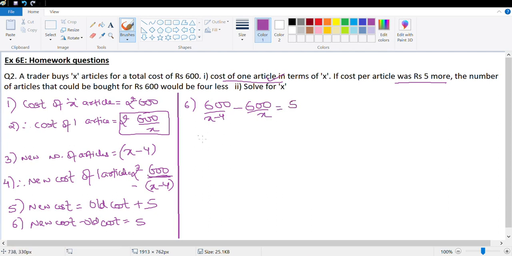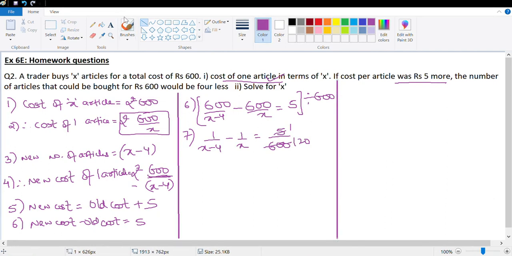to 5. Let's divide both sides by 600 because we have quite a big number here. So this gives me 1 upon X minus 4 minus 1 upon X is equal to 5 upon 600. This is 1 upon 120. Good, let's take the LCM and go ahead and solve the question now. So the LCM would be X times X minus 4. In the numerator, I'll get X minus X plus 4. That'll be equal to 1 upon 120.